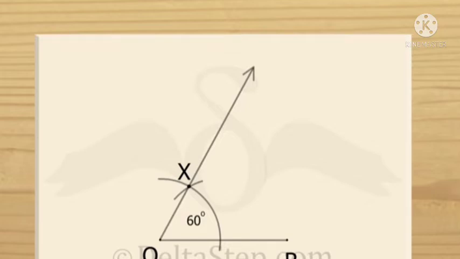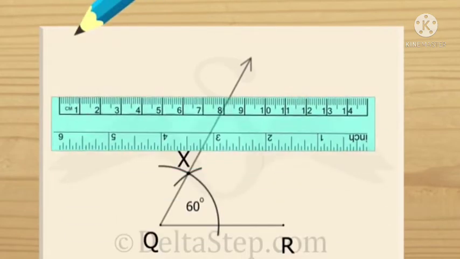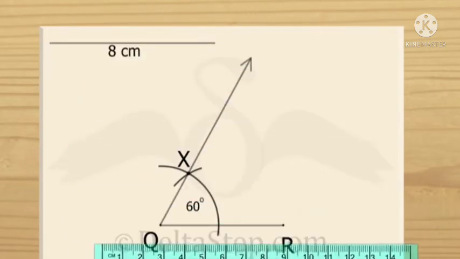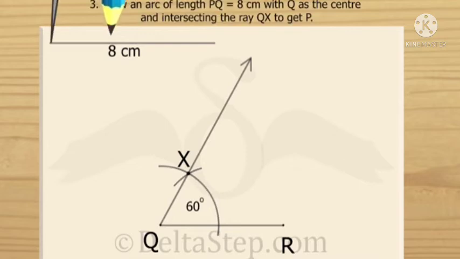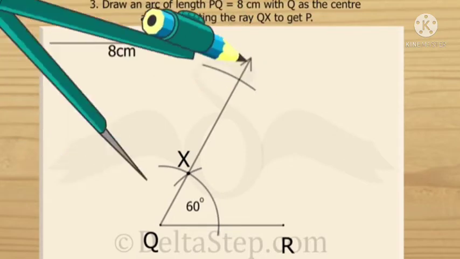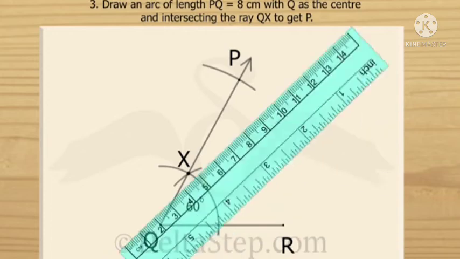Now my point P should lie on the ray QX. Somewhere on this ray the point P should lie, and my PQ should be of 8 cm. So I will construct another 8 cm line there separately, take the measurement of this 8 cm, and cut that 8 cm by pointing my compass at Q. So this intersection is going to be point P. Okay, and you can verify it's 8 cm.